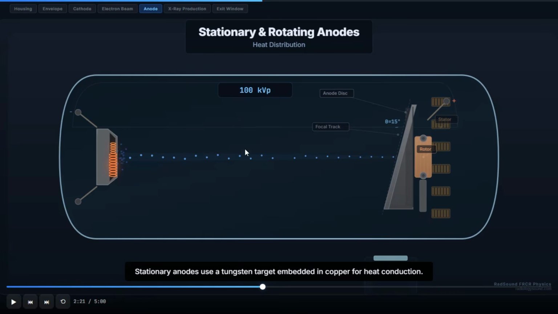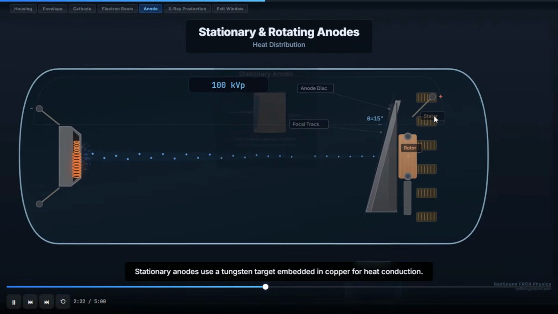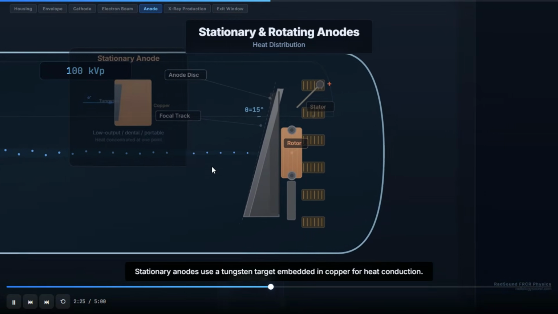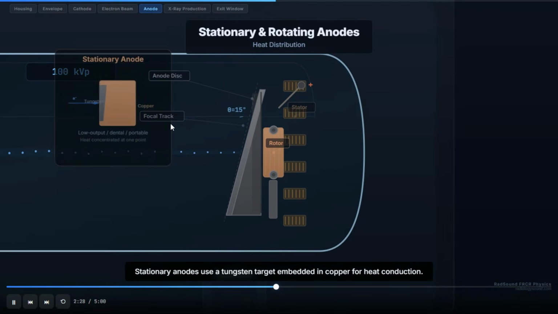Okay, so now what's happening around the anode? Anode is divided into two different types: stationary anode and rotating anode. The stationary anode has tungsten embedded inside a copper block. Mostly it's not used today, because we use it only for low output procedures such as dental and portable X-ray, because the heat is concentrated in one place. That will lead to problems for the machine, so it is limited to low output procedures.